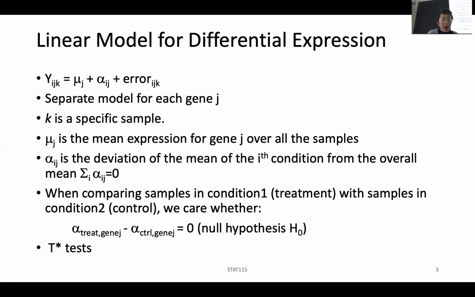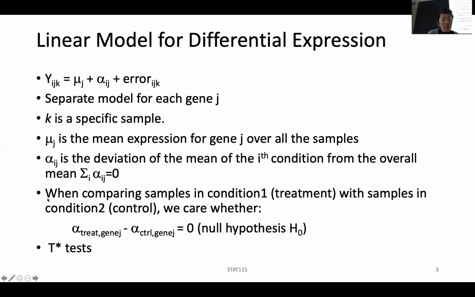Okay, so I is say a drug treatment, a disease condition or whatever. And so you assume that there is potential deviation of some treatment effect on this gene, and that would deviate from the overall mean. But if you look at all the different conditions together, the sum of that difference should sum up to 0. That's why you have the mean, right? All the different samples are kind of normalized.